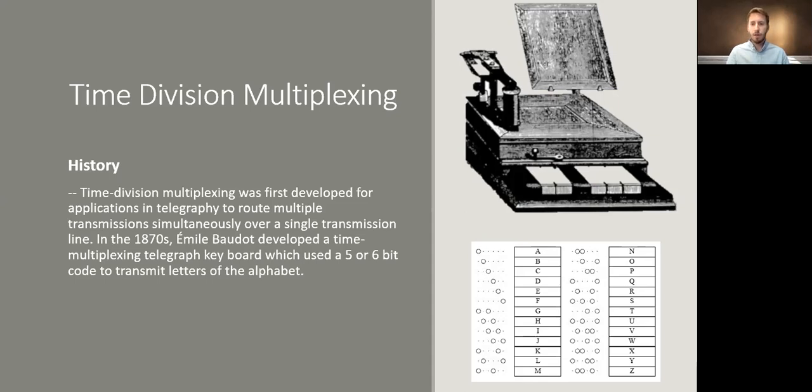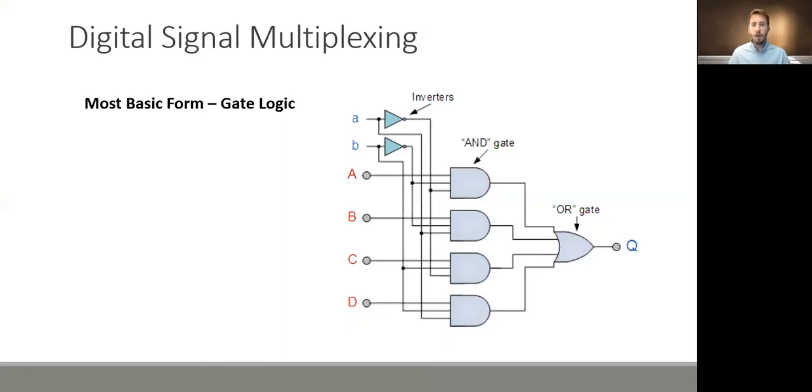So this is one of the early ideas of multiplexing. And then after that, it really improved and continued to get better. Eventually we transitioned to other types of multiplexing. So here's the standard gate array that we've seen in class. We're going to start off looking at digital signal multiplexing.